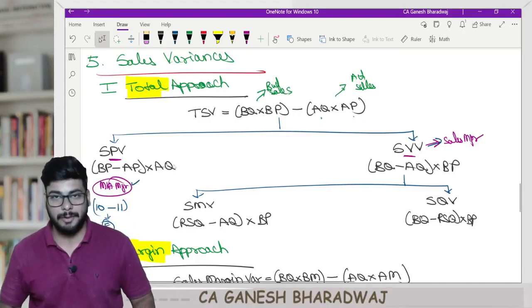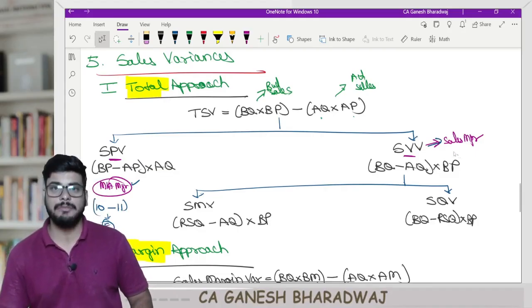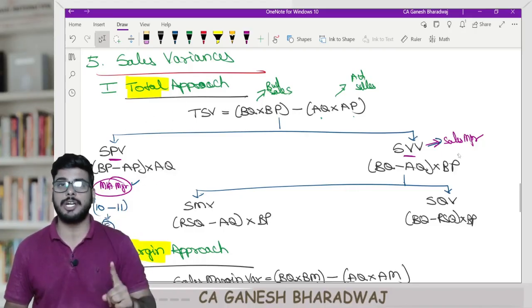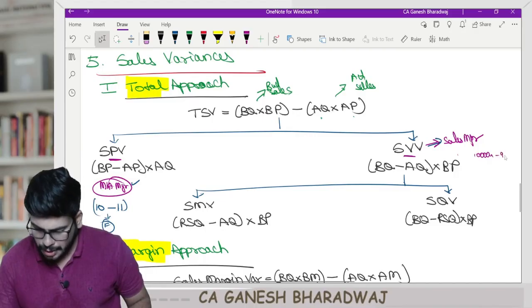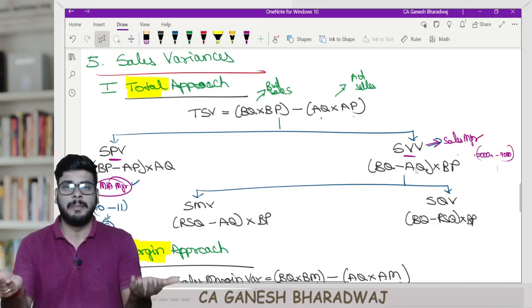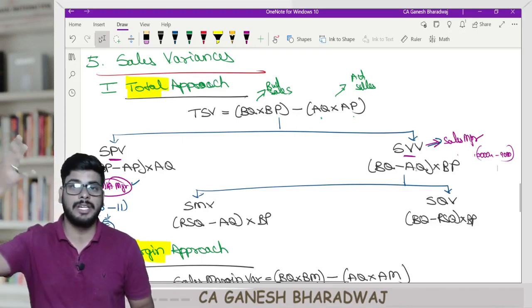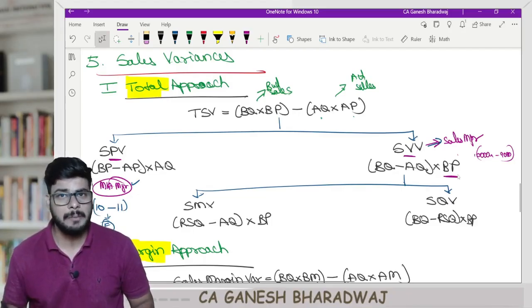Now on the other side, the sales volume variance. Who is responsible for the volume? The sales manager. So budgeted quantity: you should have sold 10,000 units, but you have sold only 9,000 units. Budgeted quantity minus actual quantity. But I can't leave it in units, I need to convert it into rupees. So multiply it with the budgeted price.